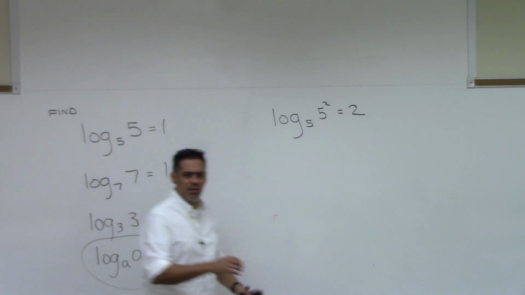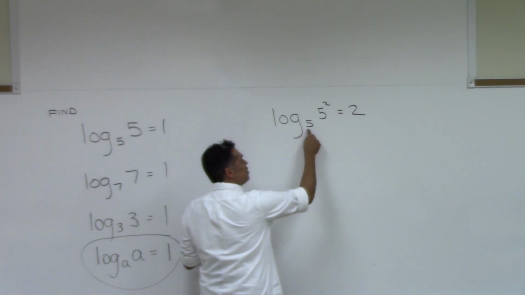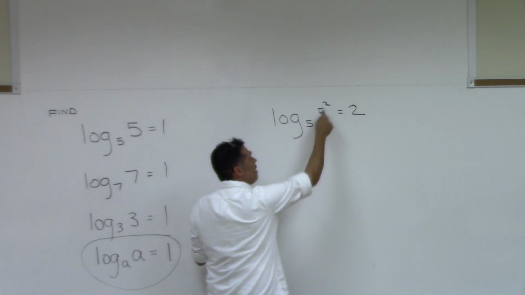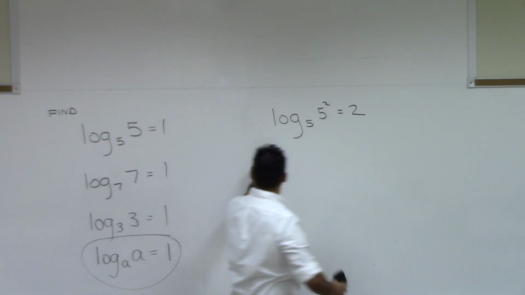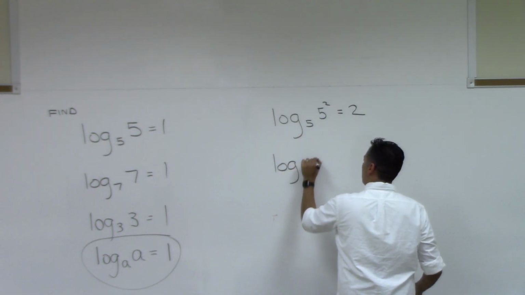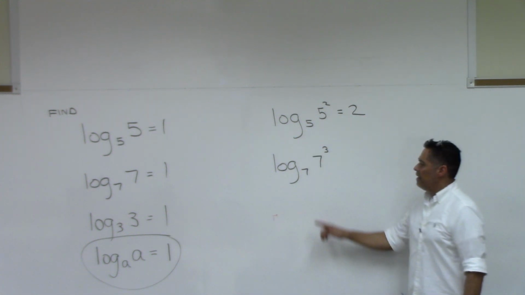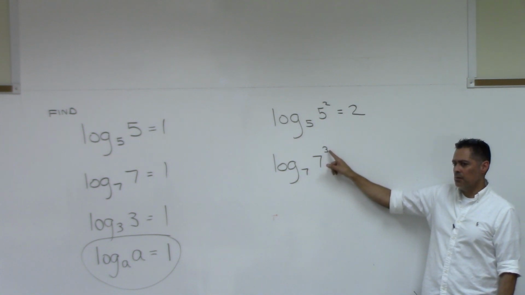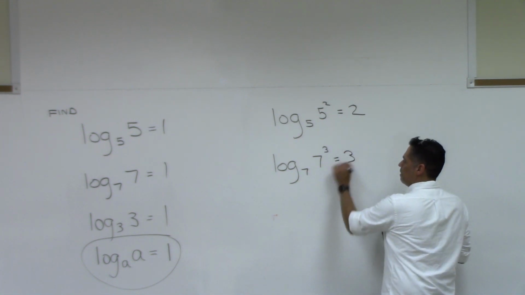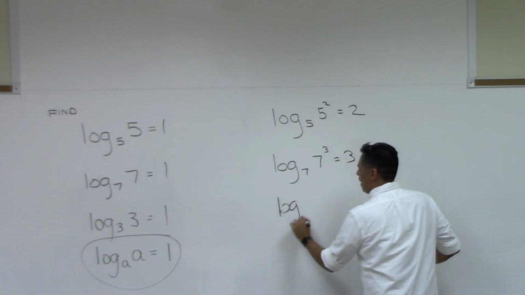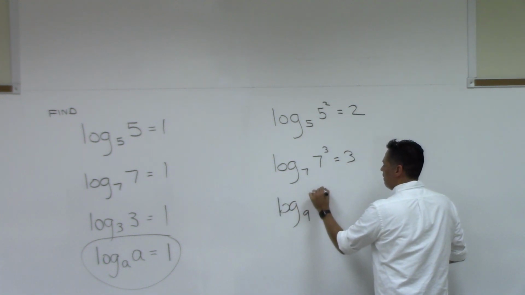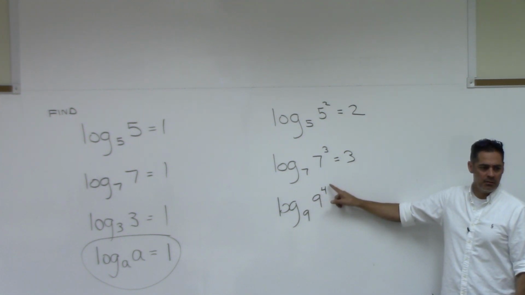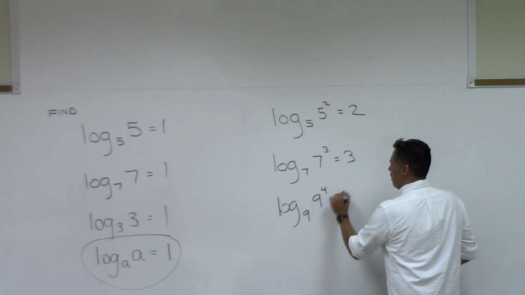It's almost so obvious it's hard. 5 to what power is 5 squared? Well, 5 to the second power is 5 to the second power. What if I change it and I do log base 7 of 7 to the third power? This is saying 7 to what power is 7 to the third power? 3. What if I say log base 9 of 9 to the fourth? So 9 to what power is 9 to the fourth power? 4.